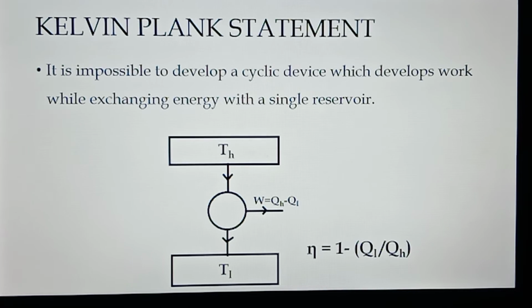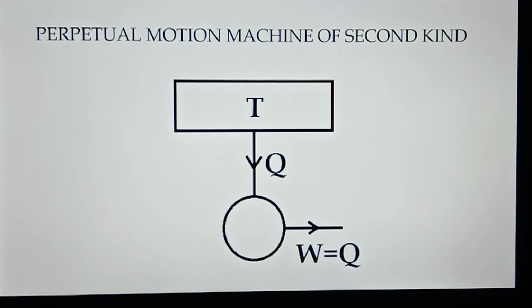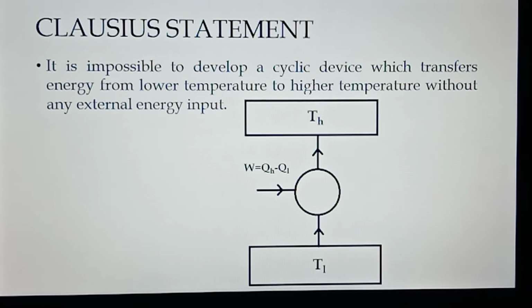The efficiency of this cyclic device is given by the equation eta equals 1 minus QL divided by QH. A machine which violates the Kelvin-Planck statement is known as a perpetual motion machine of the second kind. Here the energy exchange happens with a single reservoir only. Also, the work produced would be equal to the heat supplied, which is practically impossible.